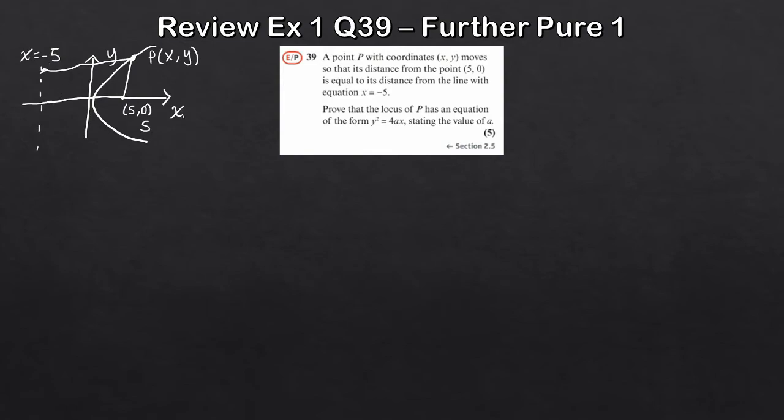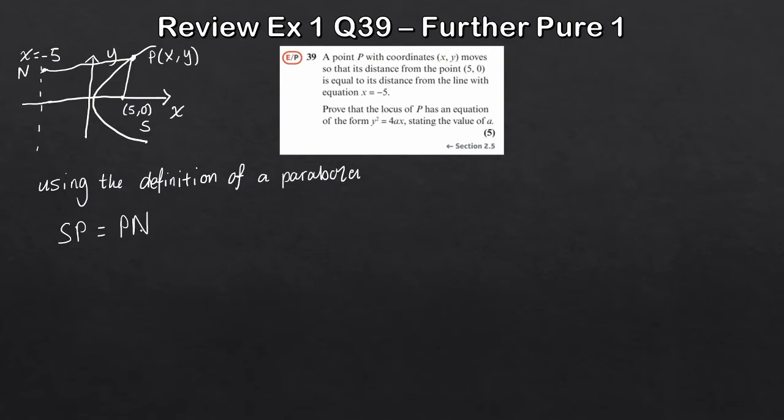So how would we do such a problem? Well, let's consider just the definition of a parabola. So using the definition of a parabola, let's write down what we actually want to prove as well. The first thing is that we want to show that S to P is equal to P to N. Sorry, this is my point N here. Okay, so we want to show that S to P is equal to P to N.